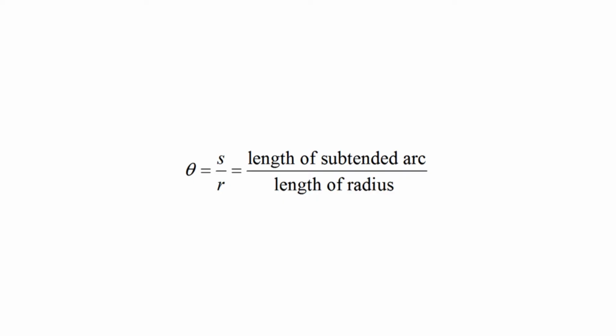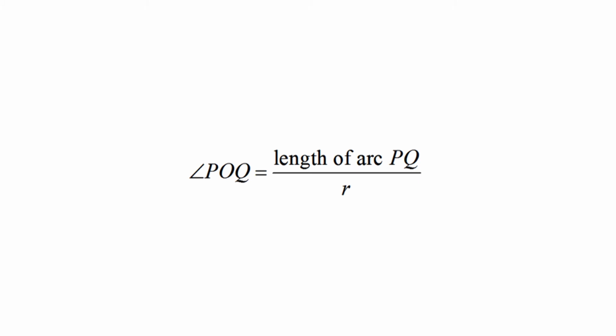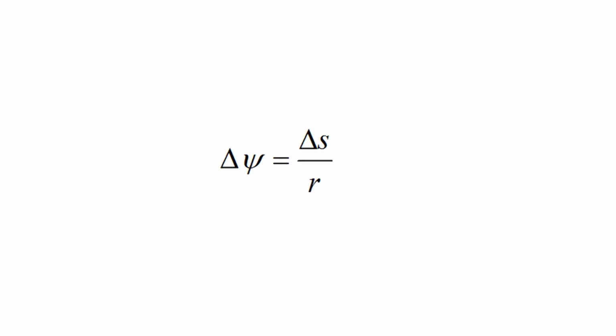We have noted above that the measure of central angle θ in radians is the ratio of the length s of the arc the angle subtends divided by the radius r of the circle. That is, θ = s/r, which is the length of the subtended arc by the length of the radius. Hence, here angle POQ is equal to the length of arc PQ by r. That is, Δψ = Δs/r, which implies Δψ/Δs = 1/r, a constant which is the reciprocal of the radius r.